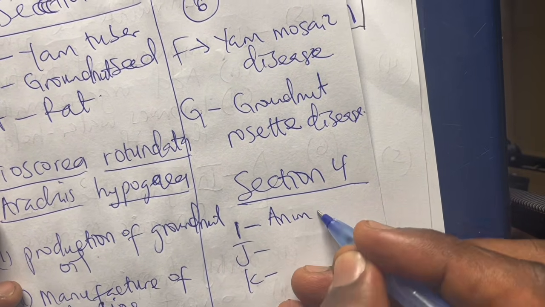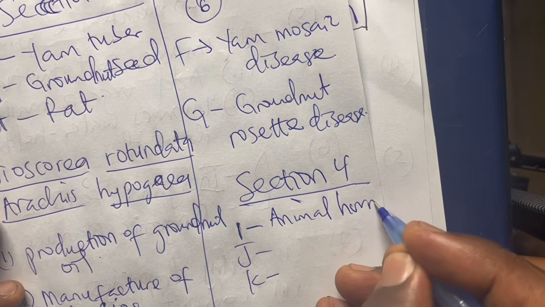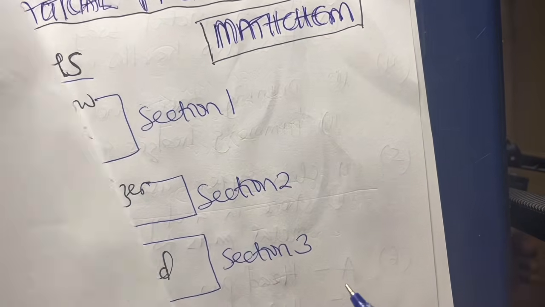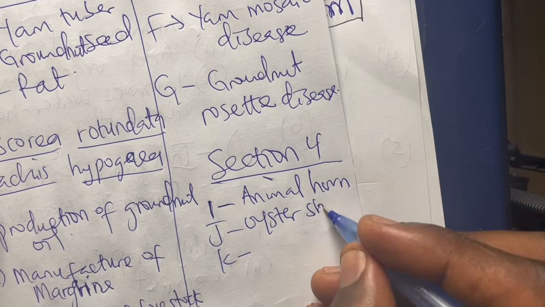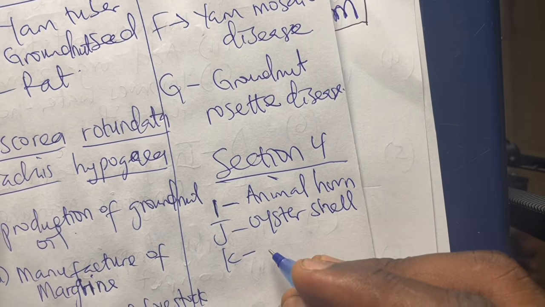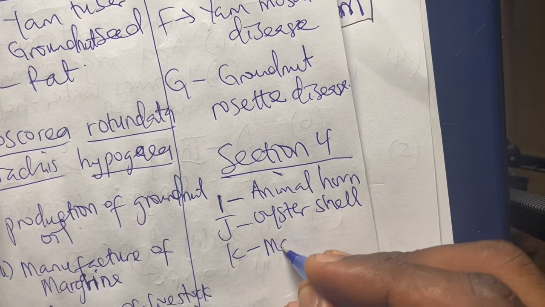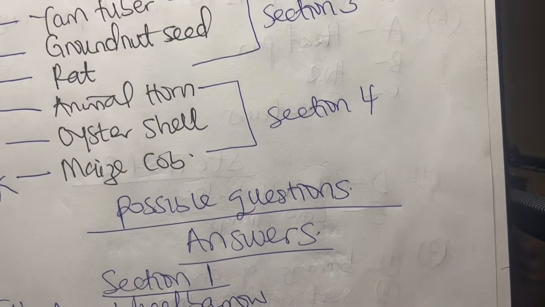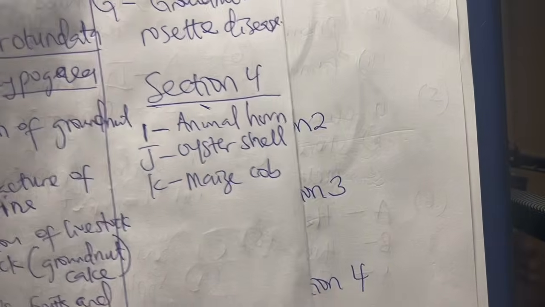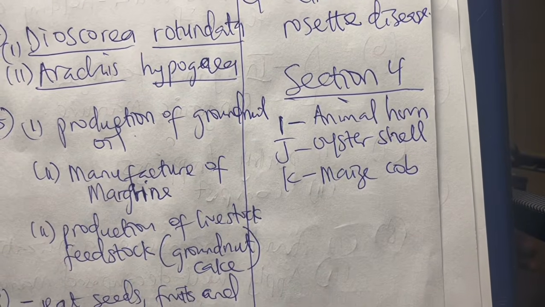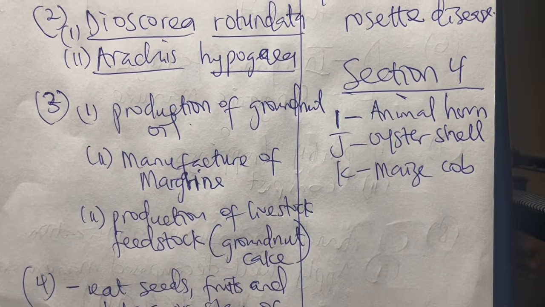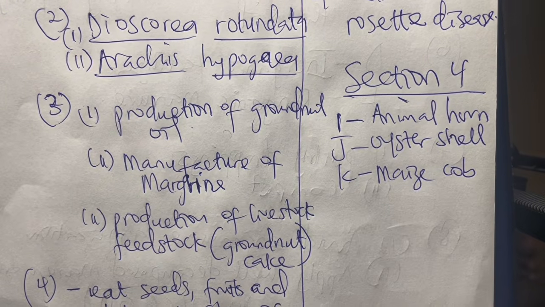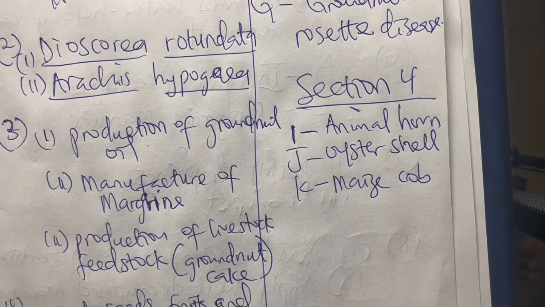Animal horn. You already saw the name. Animal horn. Then the next one is your oyster shell. Yeah, oyster shell. And the K is the maize cob. Good. All right, as you can see it there. Now let's move to another thing they can ask you based on this last section, is that they can say you should list 3 ways of removing specimen I from an animal. How can you remove animal horn?